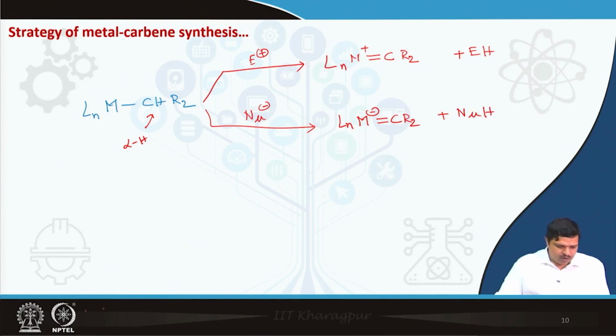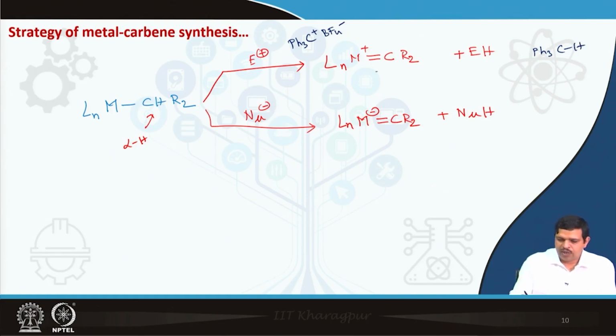So an example of an electrophile is maybe Ph3C+, you know that, take this one. So Ph3C+, the triphenyl carbocation, is a very good hydride or alkyl abstractor. So if you use it, then what you will get, the H will be deprotonated, the alpha H will be eliminated, it will be taken by Ph3C+ and form actually this one. And you will get these carbene complexes.